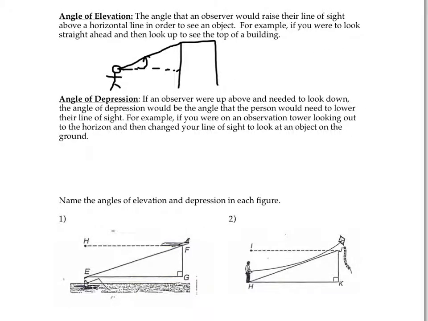An angle of depression happens if an observer were up above and needed to look down. The angle of depression would be the angle that the person would need to lower their line of sight. For example, if you're on an observation tower, think of the tower over on Route 1. So here's our tower, and this person's standing up here. If they were to look straight ahead, and then change their line of sight to look at an object on the ground, the angle formed by that change in their line of sight would be an angle of depression.